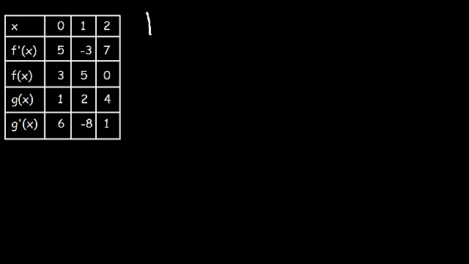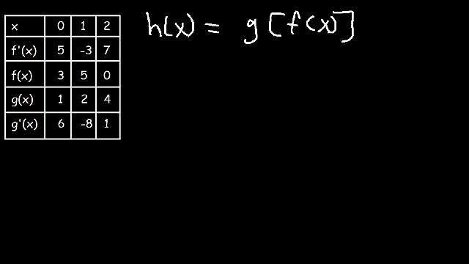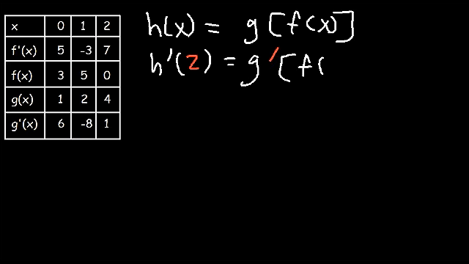Try this example. Let's say h of x is equal to g of f of x. This time f is inside of g. Calculate the value of h prime of 2. So the derivative of g of f of x is going to be g prime of f of x, or f of 2, times the derivative of the inside, which is f prime of 2.